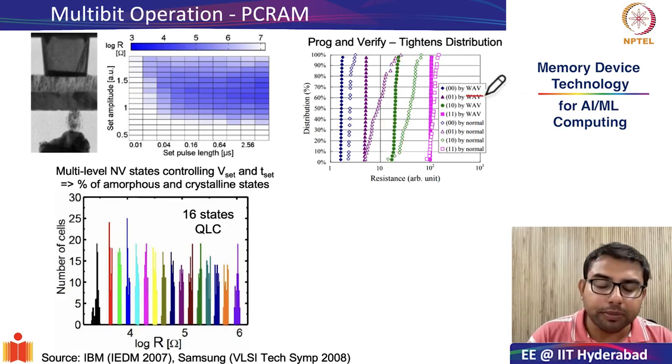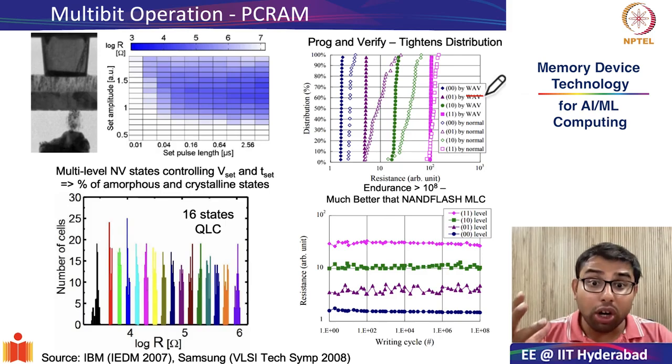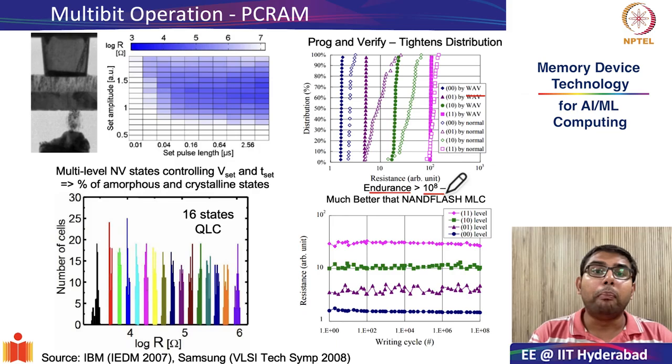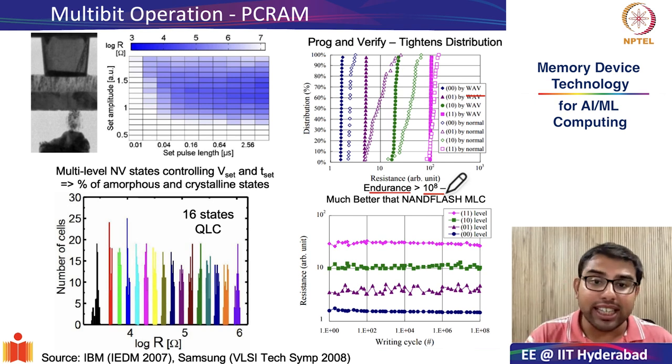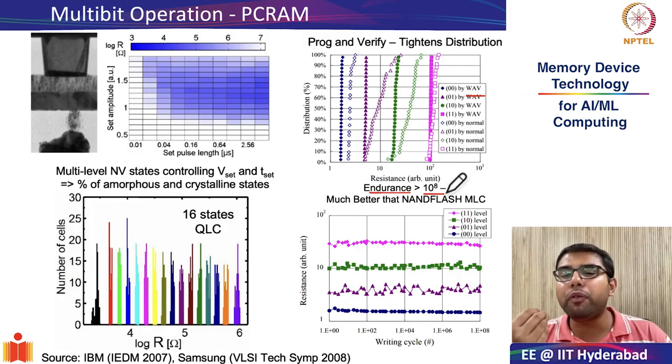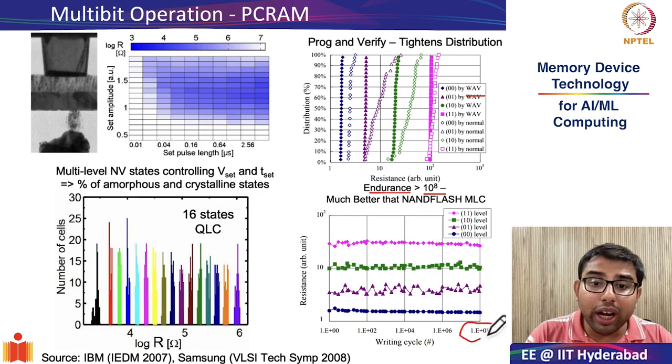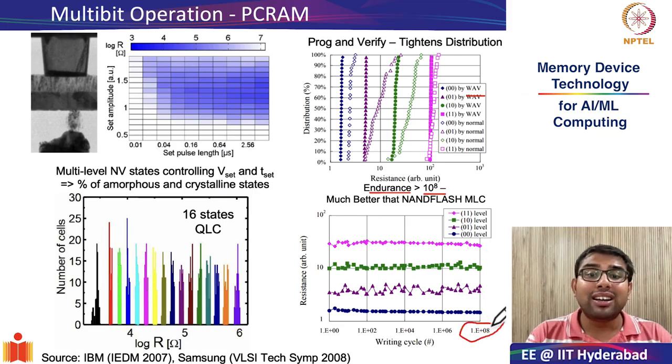Not only this, researchers at Samsung also showed that the endurance level of these multi-level PC RAM cells is much, much better than NAND flash MLCs. Remember, NAND flash MLC endurance was hardly 10 to the power of 4 or 10 to the power of 5 cycles. But as you can see, the endurance of an MLC 2-bit PC RAM cell is almost 3 to 4 orders of magnitude higher compared to NAND flash MLC.